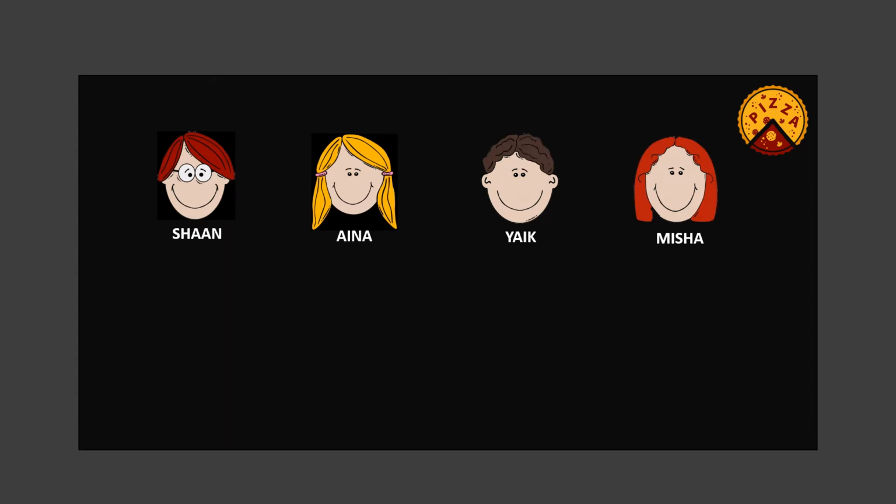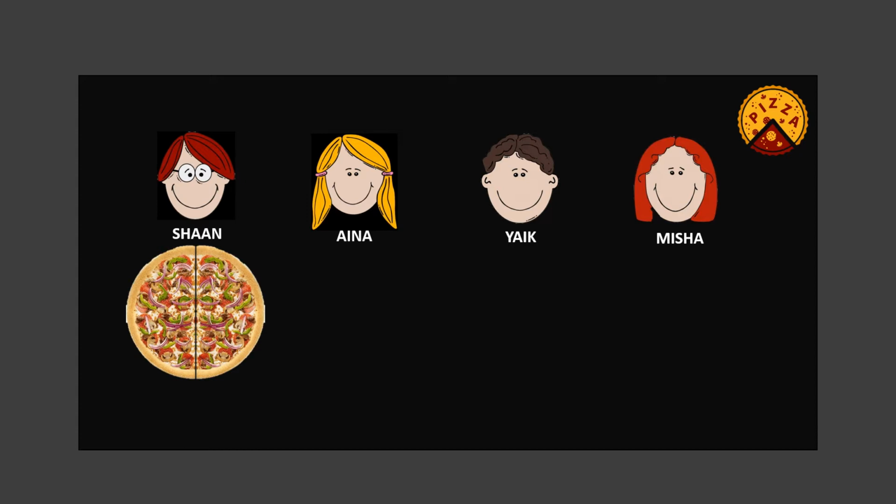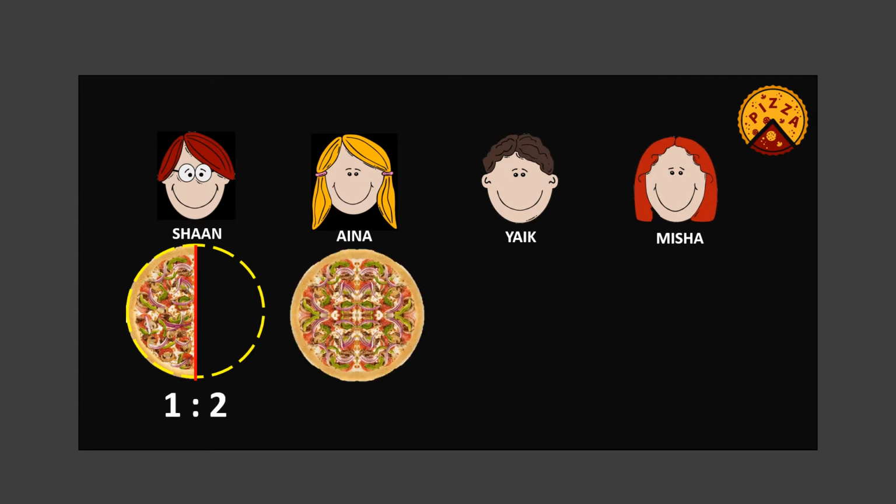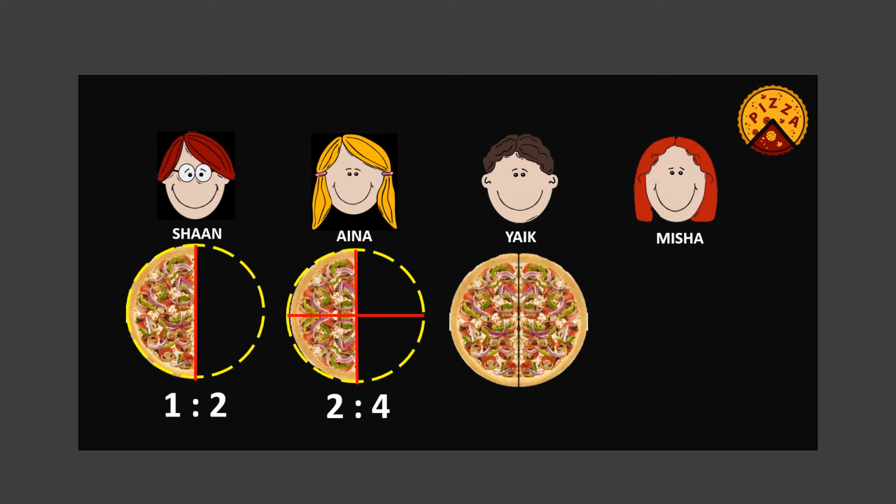Now let's see how Shan divided his pizza. He divided his pizza into 2 equal slices, and from that he ate 1/2 of it. That means the ratio of the slices eaten to the total number of slices will be 1:2. Aina, she divided her pizza into 4 equal slices, and from that she ate 2 slices. That means her ratio is 2:4.